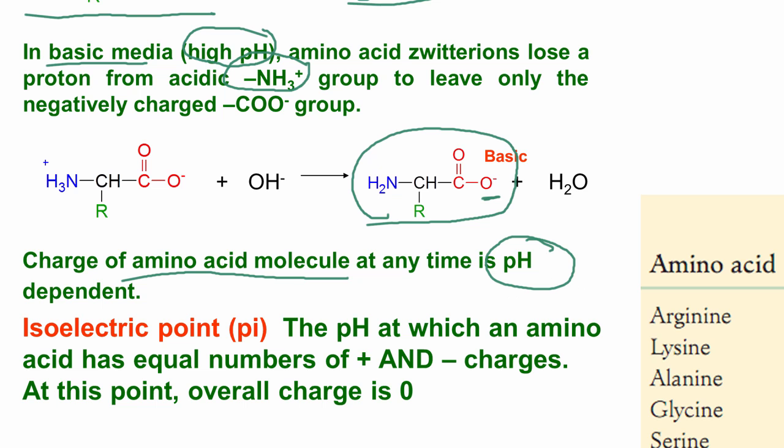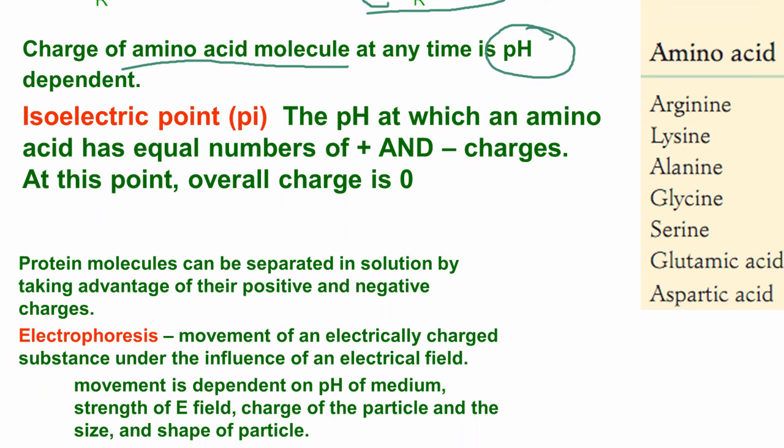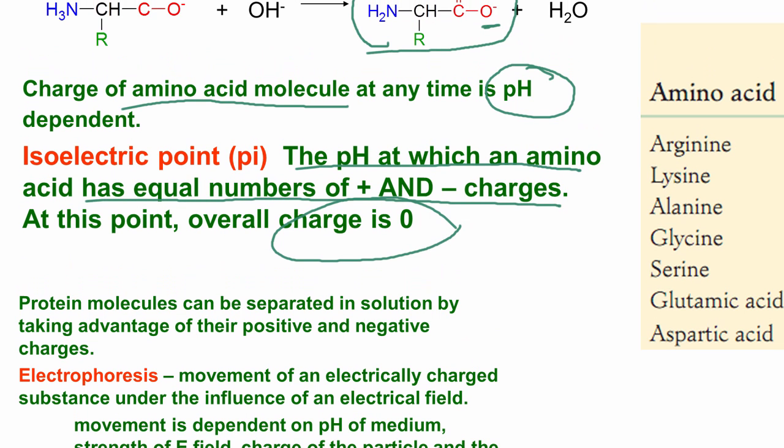Now, we have something important called an isoelectric point. This is the pH at which an amino acid has equal numbers of positive and negative charges. And what that means is, if you have an equal number of positive and negative charges, the overall charge is going to be 0. So we can look up these isoelectric points of all the amino acids. For example, here lysine, its isoelectric point is at a pH of 9.7. Glycine, 6.0.